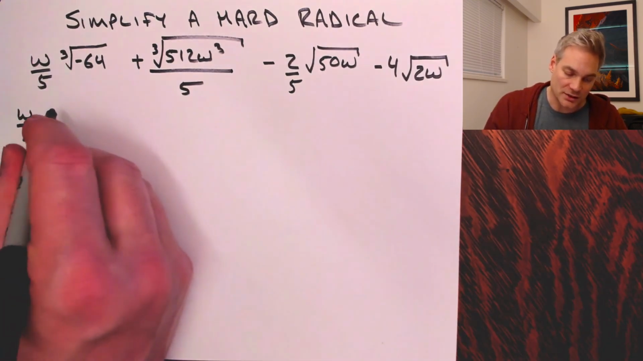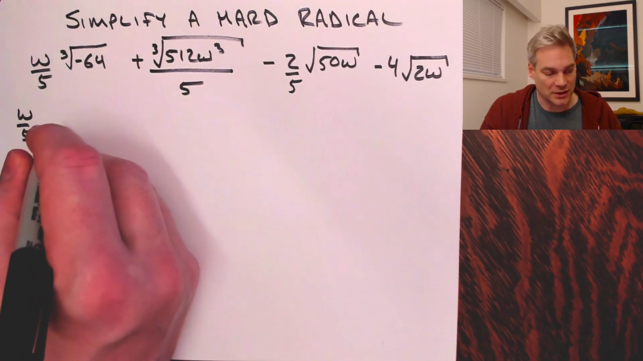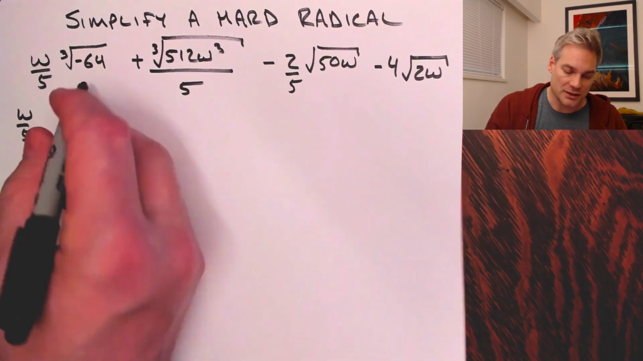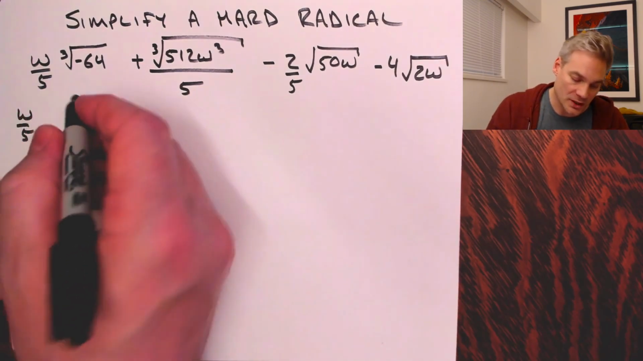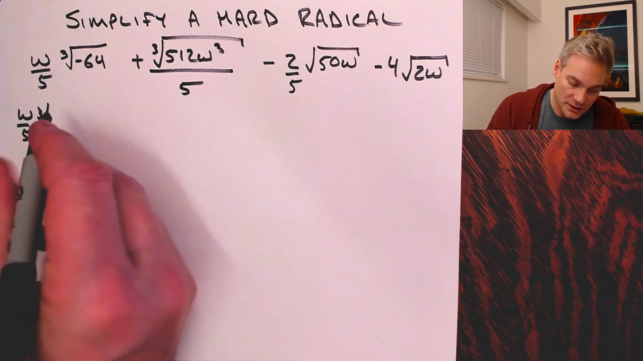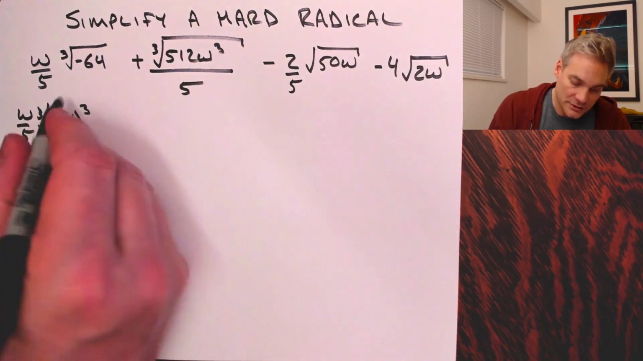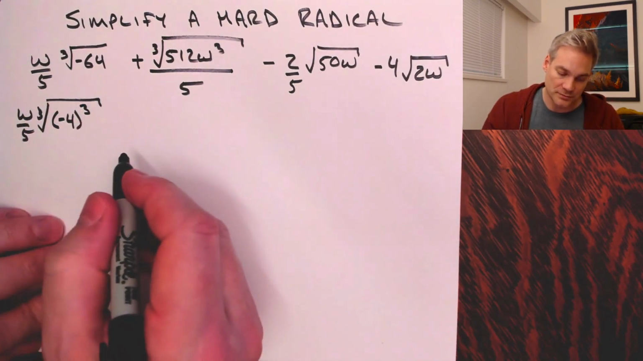So in this case, you just have to get familiar with numbers, or you can put it into a calculator. But this is just 4 times 4 times 4. So in this case, the third root of this, and that's negative 4 to the power of 3.